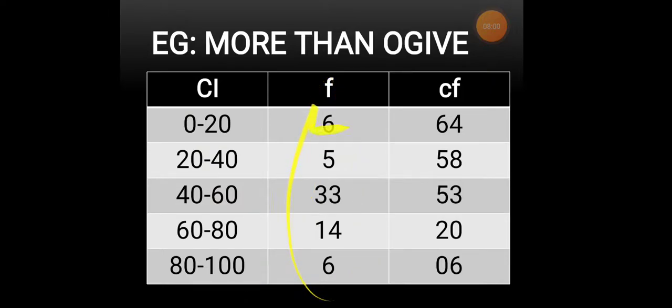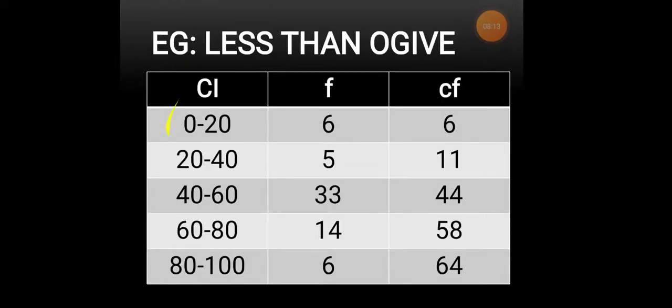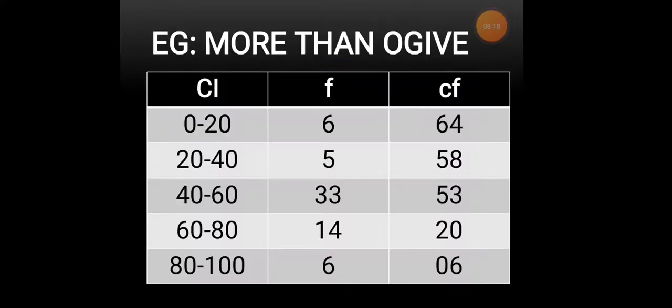Whatever frequency is given, you will be writing in the cumulative frequency. So we have taken into consideration the lower limit. So more than 0 to 100. Earlier we used to take the smallest value, that is less than. But here we take into consideration the more than, from 0 to 100. Whatever frequency is given, you will be accumulating it and writing it in the cumulative frequency column. 6 plus 5 plus 33 plus 14 plus 6. So this is 64.